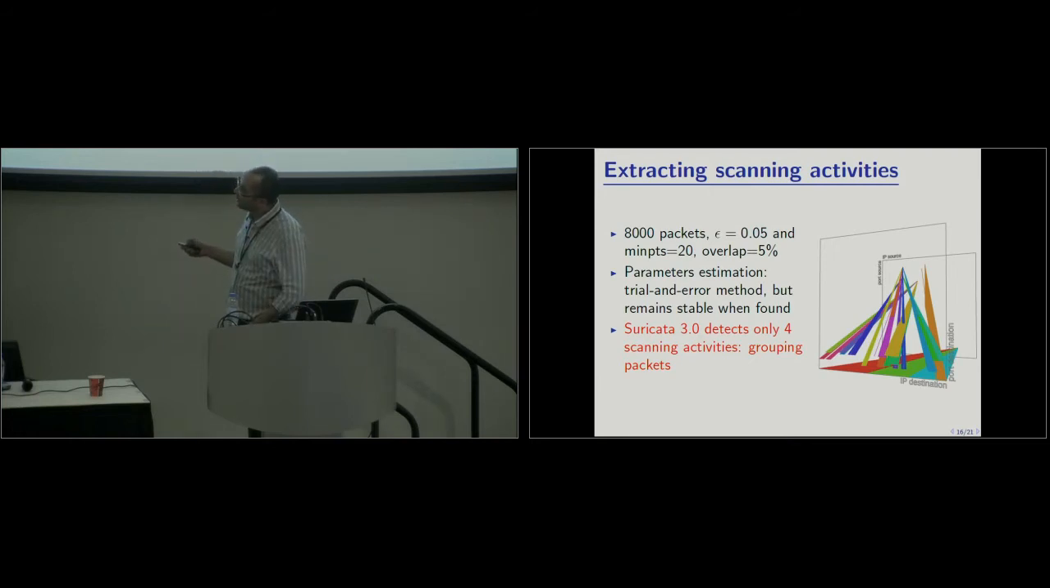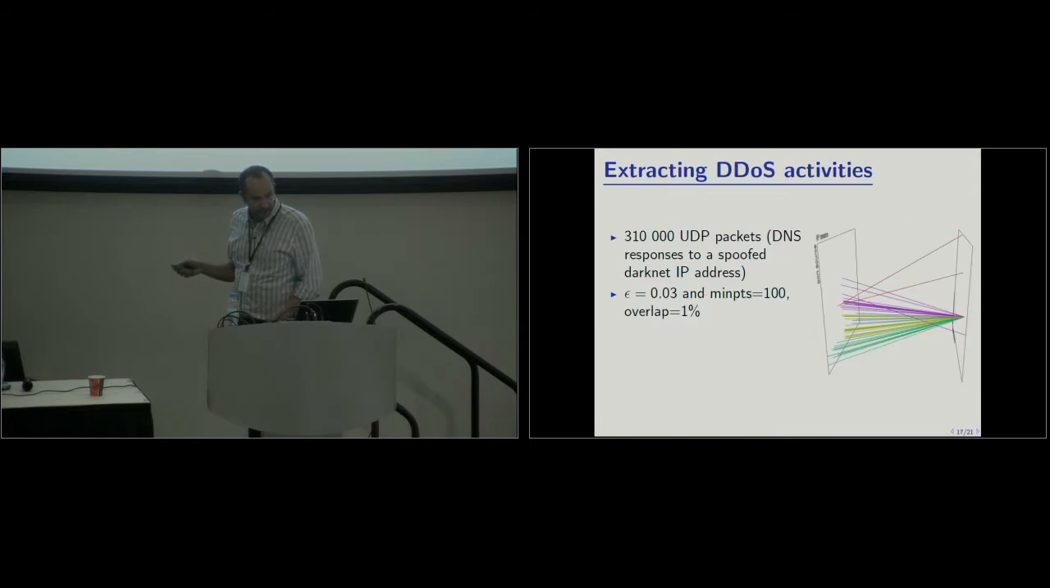So for this, we are able to extract the scanning activities from all this noisy data. And we compared our result with an IDS, Suricata, which is a state-of-the-art IDS. And Suricata was able to detect only 4 scanning activities from this. Then we applied the same method to the DDoS activities. In the same way, we identified some UDP packets from this noisy traffic. We applied the technique with these parameters, and we were also able to identify the DDoS activity and extract this activity from this darknet.